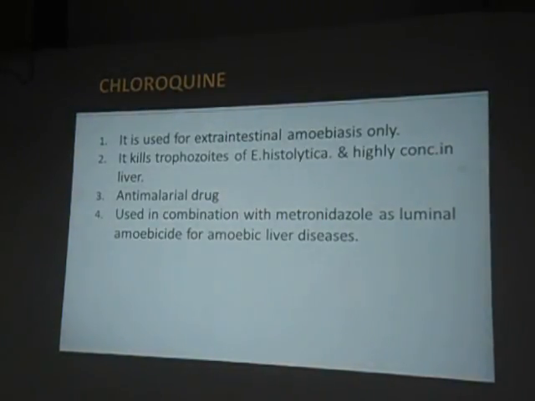So chloroquine, do you remember the mechanism? Yes, anyone? Chloroquine mechanism. I am not putting it up so that you all will know that the antimicrobial class is over. Chloroquine. Okay. Anyone?